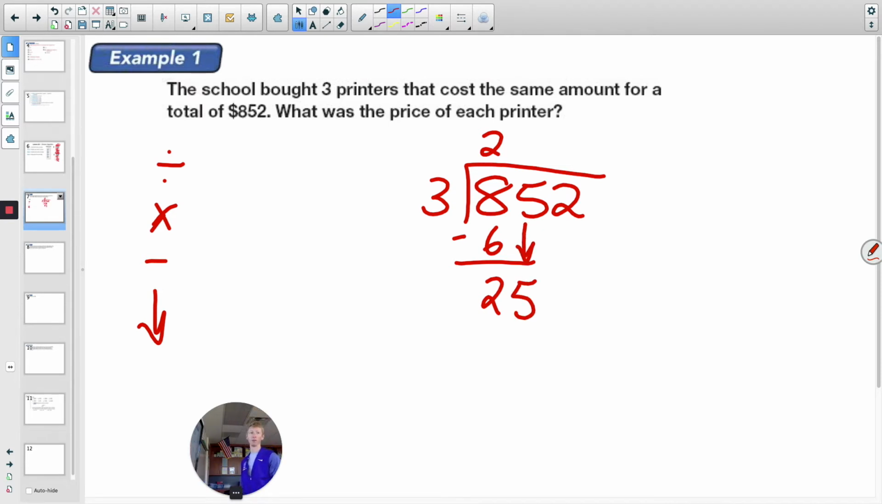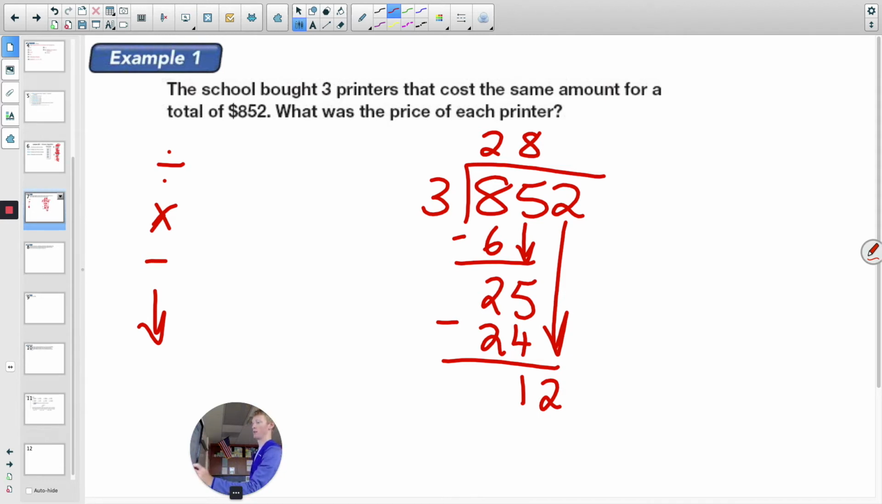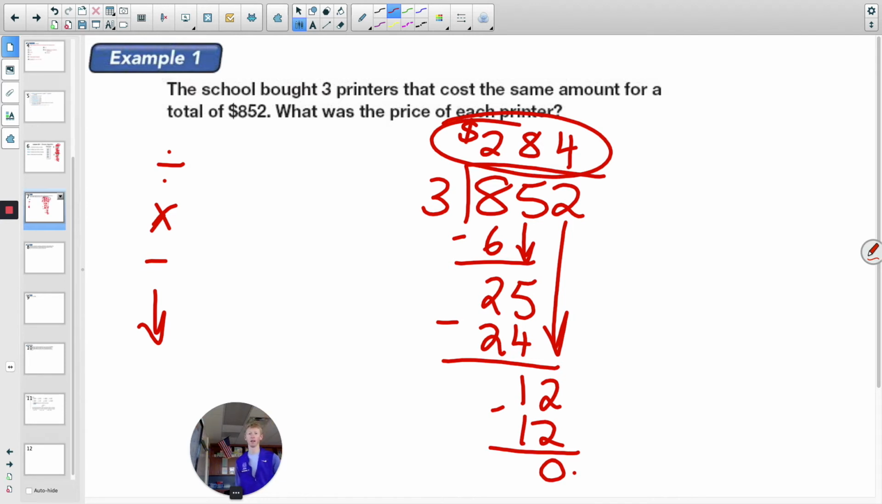25 divided by 3. Well, if I do 7 times 3, that's 21, so 8 times 3. So now I multiply, 3 times 8 is 24. Subtract, bring it on down, bring it on back. 3 goes into 12 4 times. Multiply, 3 times 4 is 12. Subtract, gives me 0. And that's how I know I'm finished. I have 0 at the end. So $284 each would be the cost of the printers.